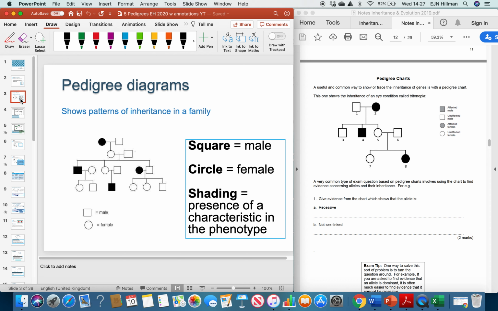Now, pedigree diagrams will always have the same format. A square will always represent a male, a circle will always represent a female, and if that square or that circle is shaded, it indicates that there is a characteristic in the phenotype, or that those individuals have a particular phenotype determined by their genetics, by an allele that they possess.